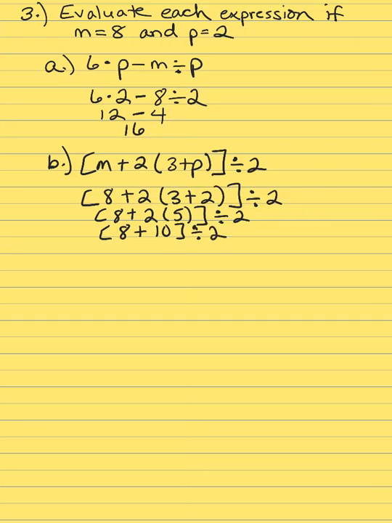Okay, we're still in the grouping symbols because you cannot drop the grouping symbols until you have done everything on the inside. So now inside the brackets, we're going to add 8 plus 10. And then the last step will be to divide. 18 divided by 2 is 9.